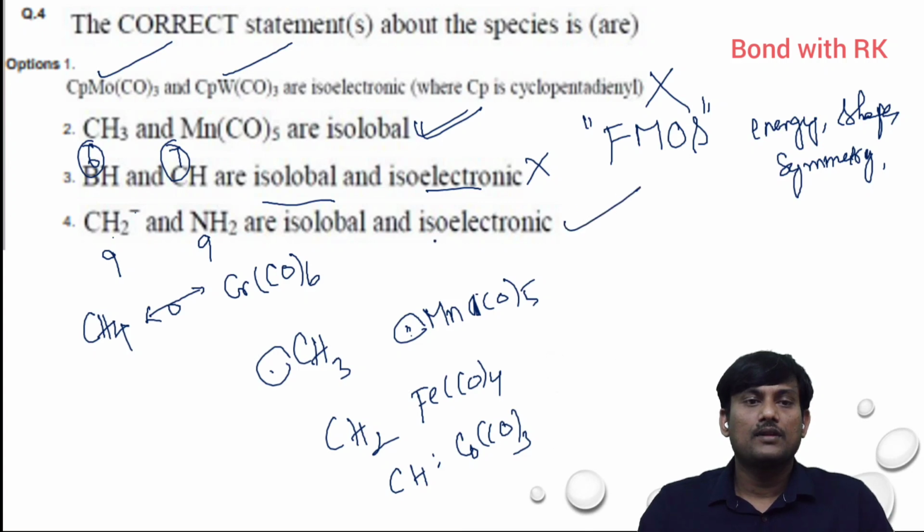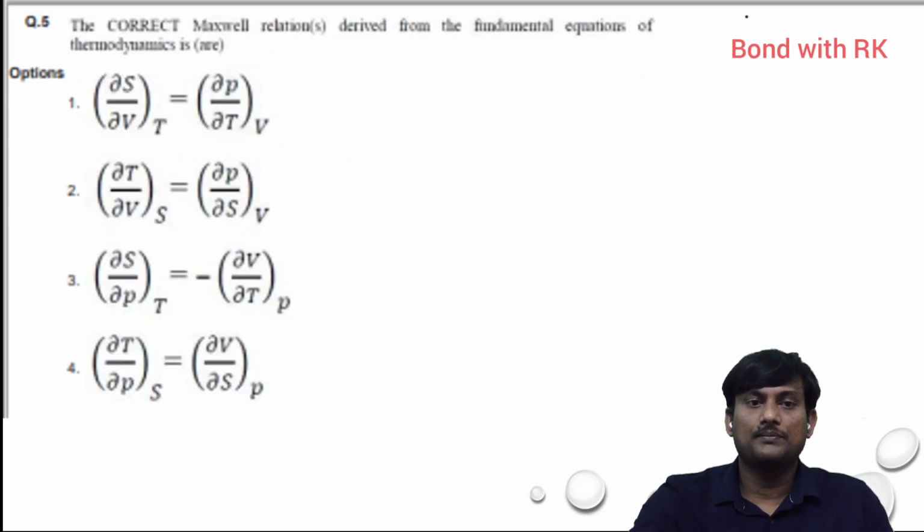So these are isolobal and also isoelectronic. So which are correct statements? The second statement and the fourth statement. Second and fourth statements are correct statements.